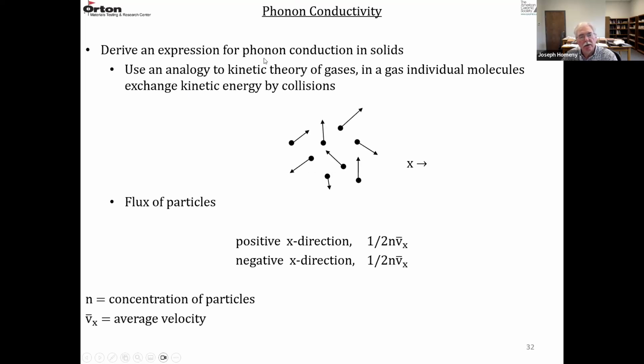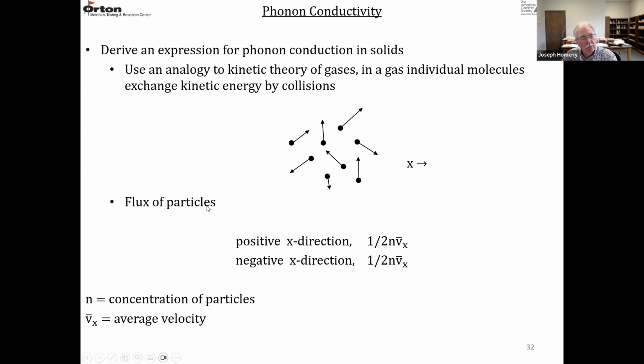So we want to get an expression for phonon conduction in solids, and we'll start with a gas. We'll use the kinetic theory of gases, derive an equation, and convert it to solids. Each one of these circles is a gas molecule. The arrows indicate the directions of movement. When the gas molecules collide, they exchange energy. This is the x direction. The positive x direction is from left to right.